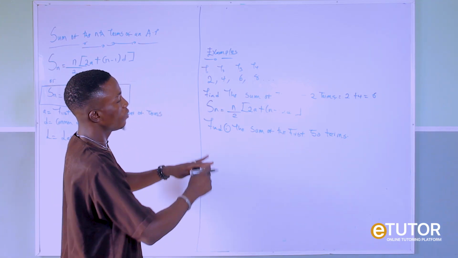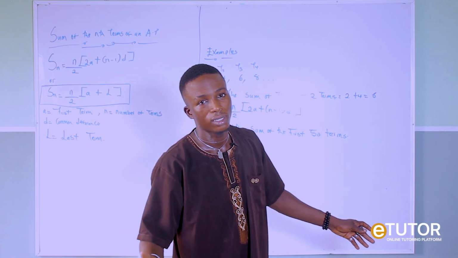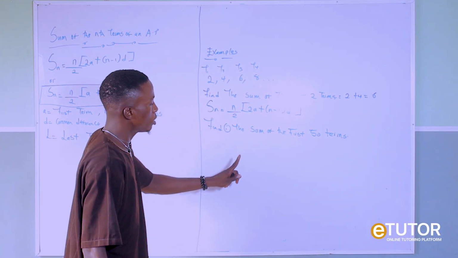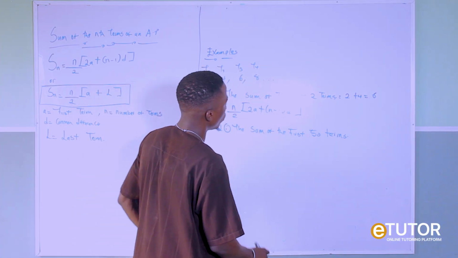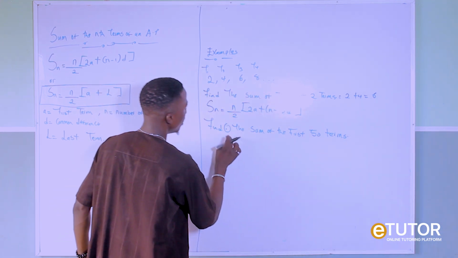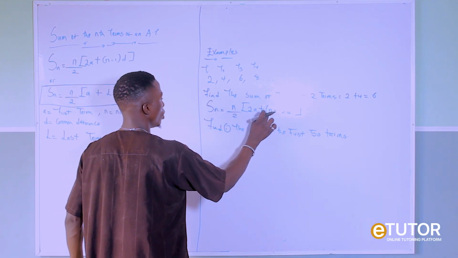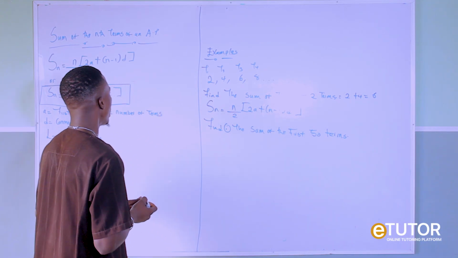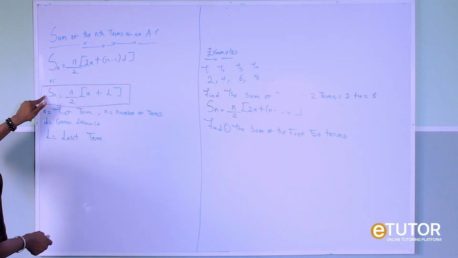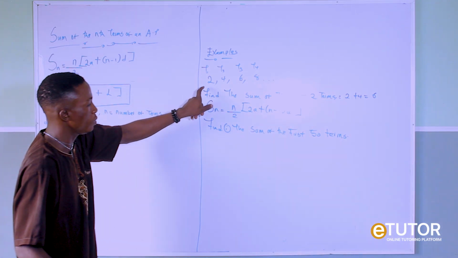So instead of writing out the 50 terms like 2, 4, 6, 8, 10, that is not wise. So let us use the formula that was created for our use. So we have Sn equals n over 2 into 2a plus (n minus 1) times d. Now, we cannot use this other formula, Sn equals n over 2 into (a plus l). Why? Because the last term in this sequence was not specified.